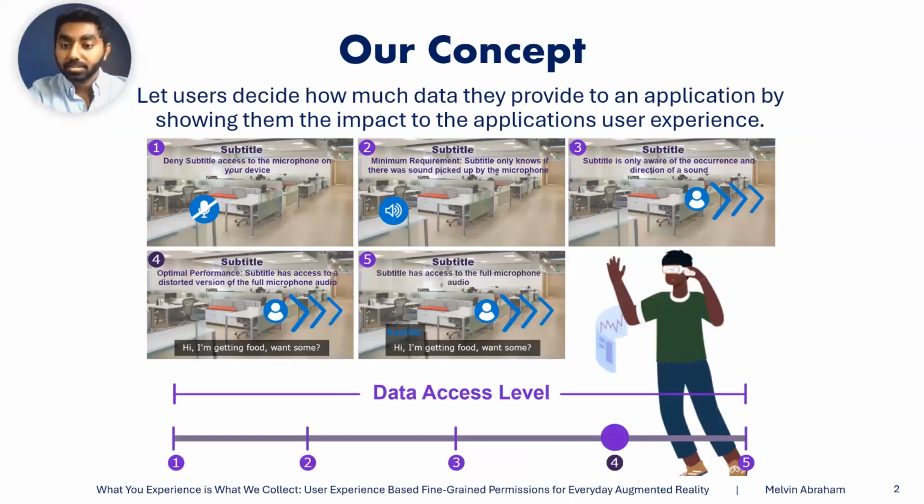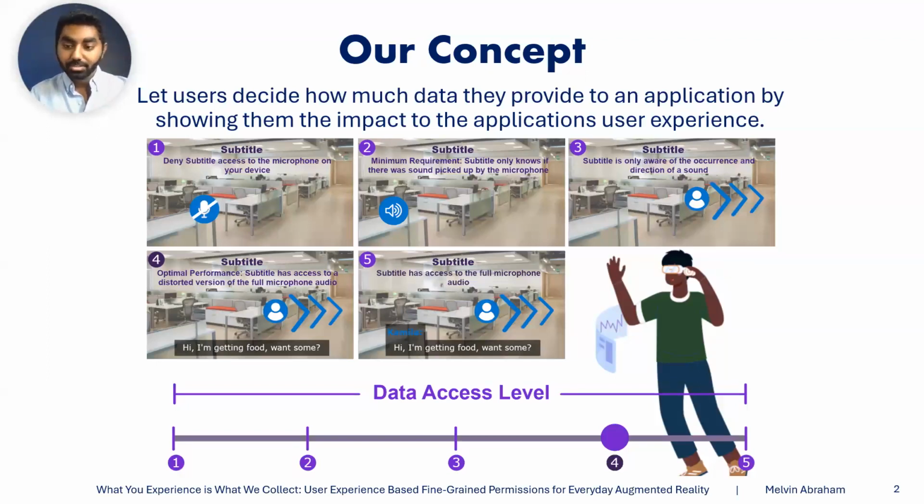So first off, our concept here lets users decide how much data they want to provide an application by showing them the impact the application has on the user experience. The AR user is presented with a prompt that allows them to select different levels of data access with an accompanying image of what the application will look like and how it will run at that chosen data access level. So I'll run you through a few examples of how this would work.